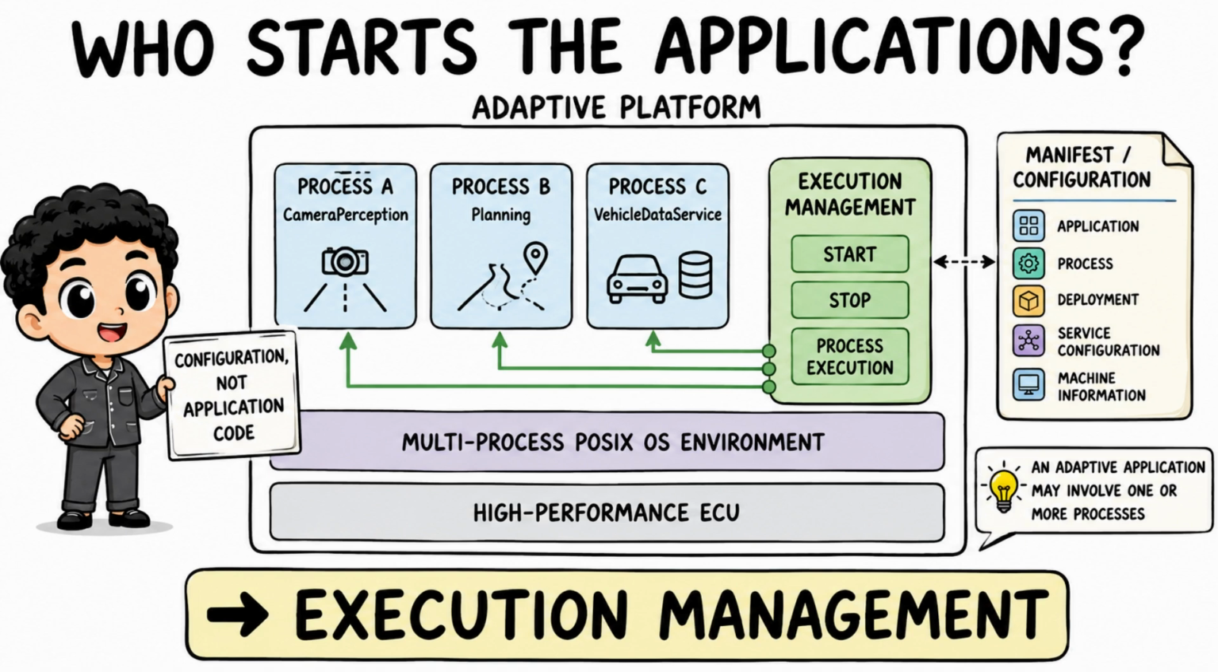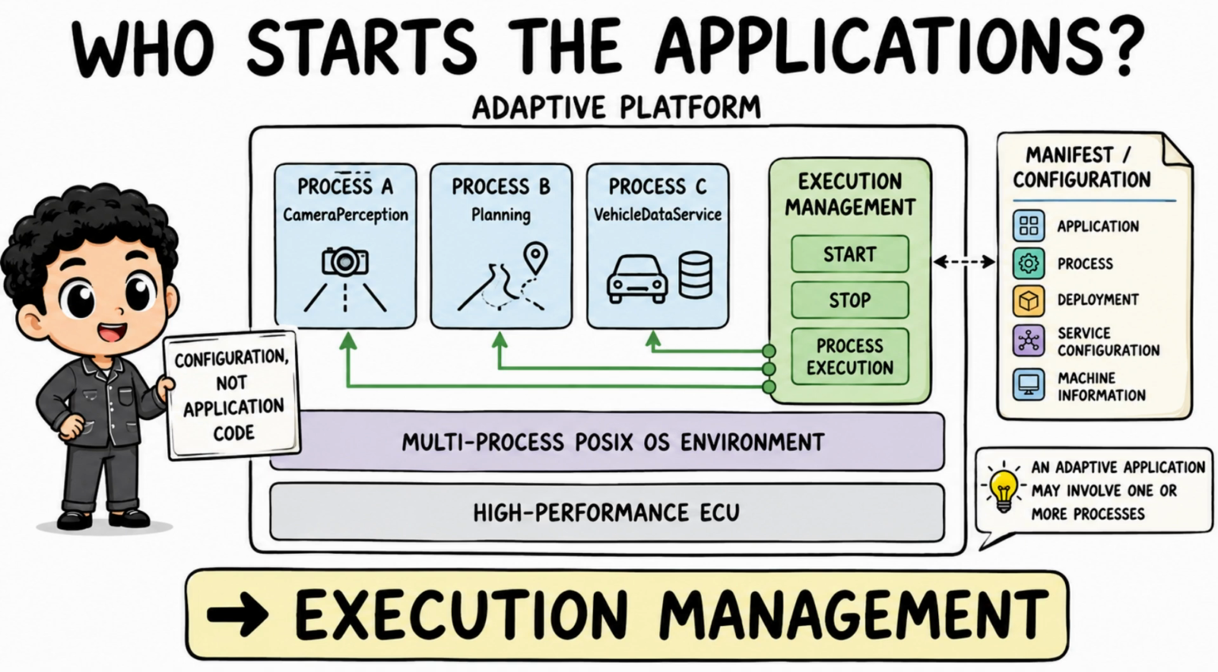But somebody still has to decide which processes should start and when. That is where execution management becomes important. Execution management is responsible for important aspects of adaptive application execution, including starting and stopping configured processes. It works with deployment and configuration information rather than discovering executable software by magic.